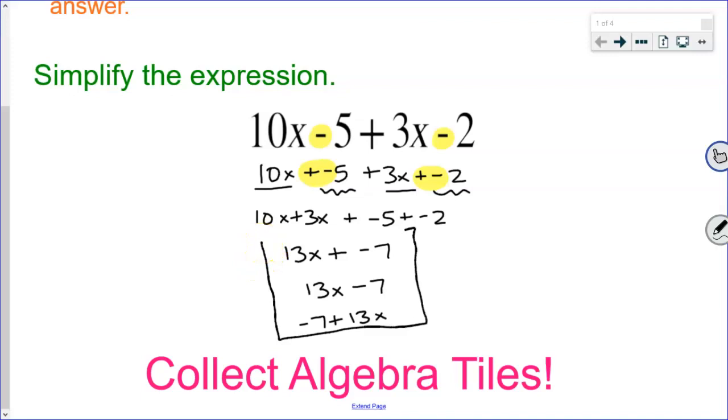Now, of these, I have two favorites, and that is these ones that start with the x. We always want to start with the biggest tile or the highest order. This isn't wrong, it's just not necessarily preferred.